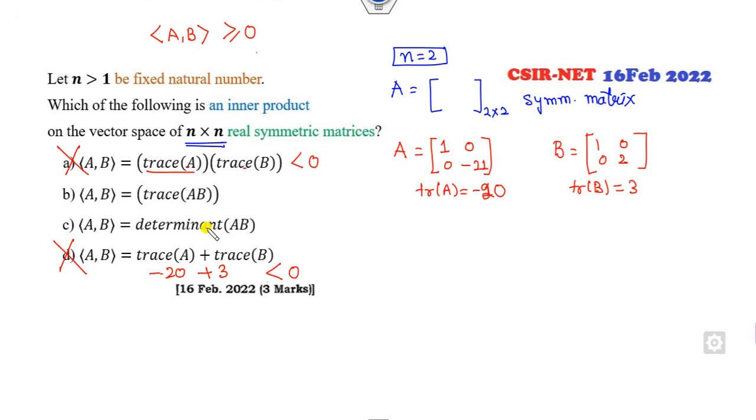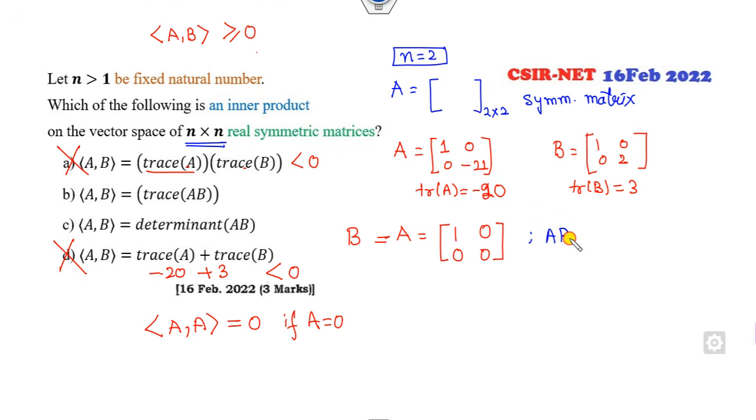Can you think about the trace and the determinant? We can check the determinant firstly. If I simply take A, how can you think about that? If I say A is equal to B, then your target is to prove that the determinant of A is 0. So if I simply say A is this, B is this, what is AB? AB is also the same. Fine.